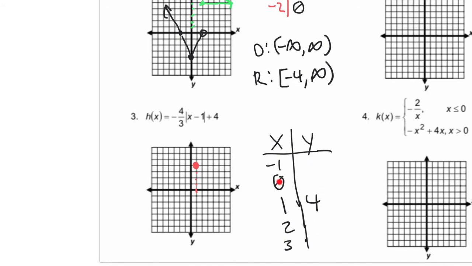So let's use 0 because 0 is very good to work with. 0 plugged in would give me a -1, absolute value of -1, which is +1. +1 times -4/3 is -4/3. -4/3 plus 4. Let's think about it. -4/3 plus 4 is really -4/3 plus 12/3, which is 8/3. Okay.